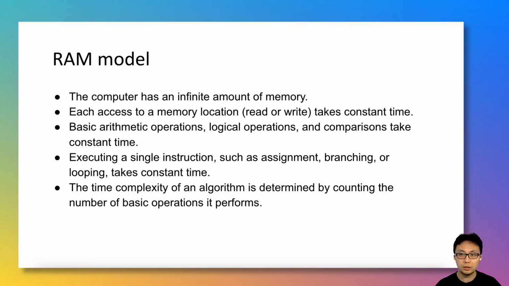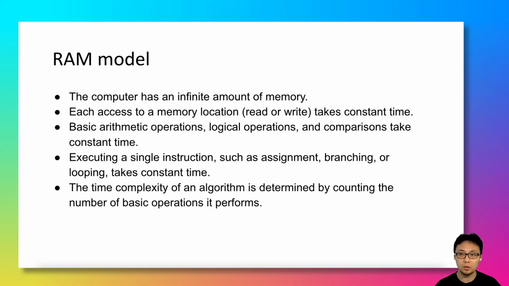Basic arithmetic operations like plus, minus, logical operators like and, or, comparisons like bigger than or smaller than take constant time. Executing a single instruction such as assignment, branching, or looping takes constant time. The time complexity of an algorithm is determined by counting the number of basic operations it performs. Of course, this is based on the assumption that input size has already been accounted for.